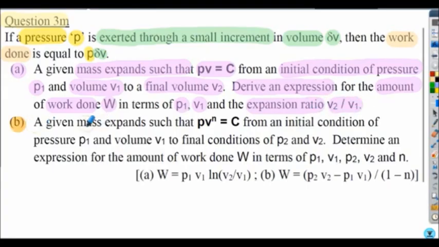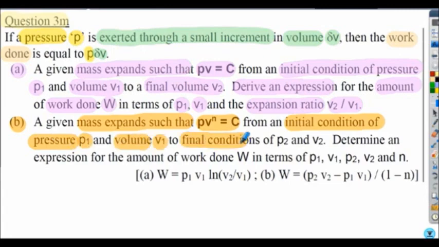In part B, we're given now that a mass expands such that PV to the power of n is equal to a constant, from initial conditions of pressure P1 and volume V1 to final conditions, pressure P2 and volume V2.